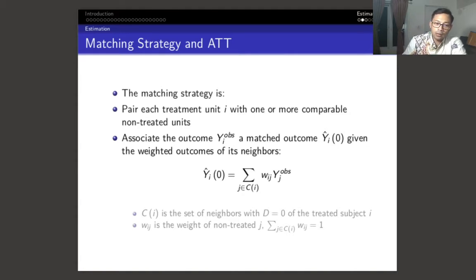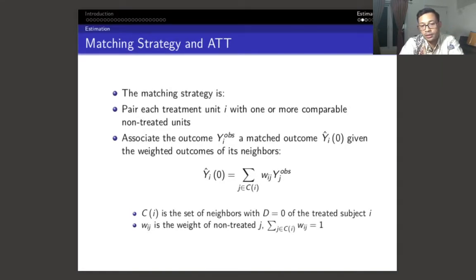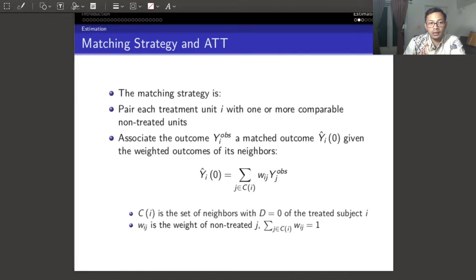So let's talk about the notations that we have. C of i is the set of neighbors who do not receive the treatment, and this is the neighbors of the individual who receives the treatment, subject i. Okay, and then w_ij is going to be the weight of non-treated j, and the sum of the weights must be equal to 1. Okay, so I'm going to create a simple illustration of this strategy.